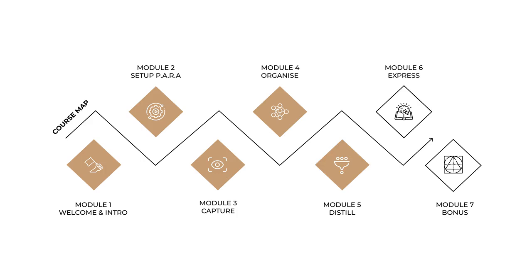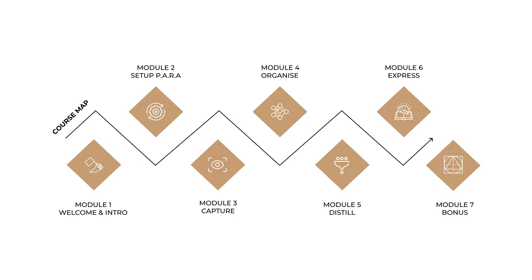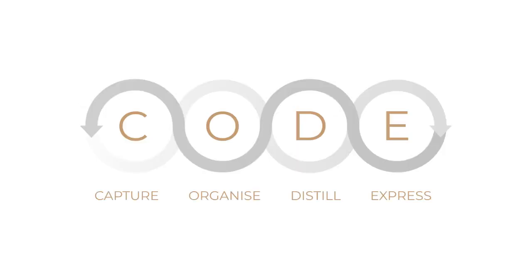In module 5, we'll be exploring some techniques to distill the essential information from your notes so that you can use those insights for your projects and learning. And in module 6, we'll be looking at how to express from your second brain by directing all the information you've been nurturing and distilling towards completing projects. By the end of this, you'll have learned to code, not in a computer programming way, but in a personal knowledge management workflow kind of way.